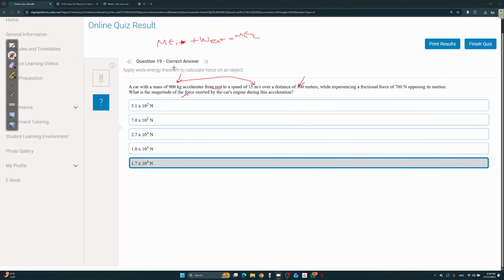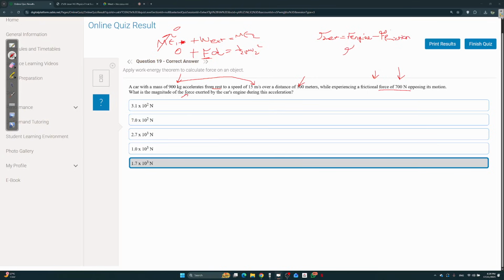ME1, initially we're starting from rest, so it's 0. There's no sliding, no height change, nothing, so it's just 0. Work external is force times distance, equals ME2, which is half mv2 squared. Now the force, we don't know it. Now someone might tell you, isn't the force 700? No, it's the friction force. The net force F will be the F by the engine minus the friction force, F of friction, right?